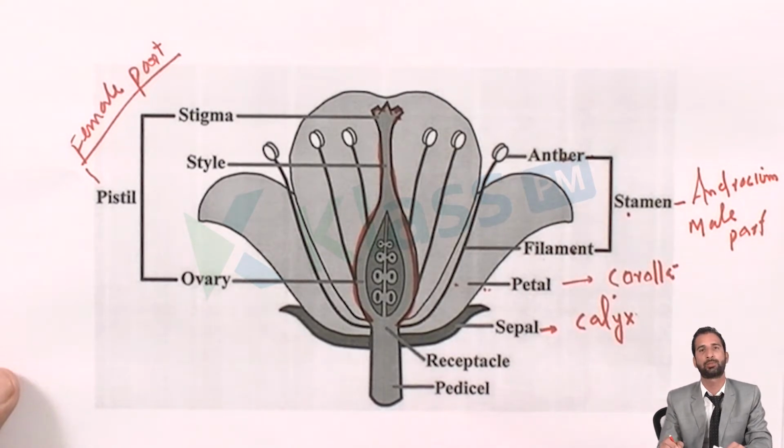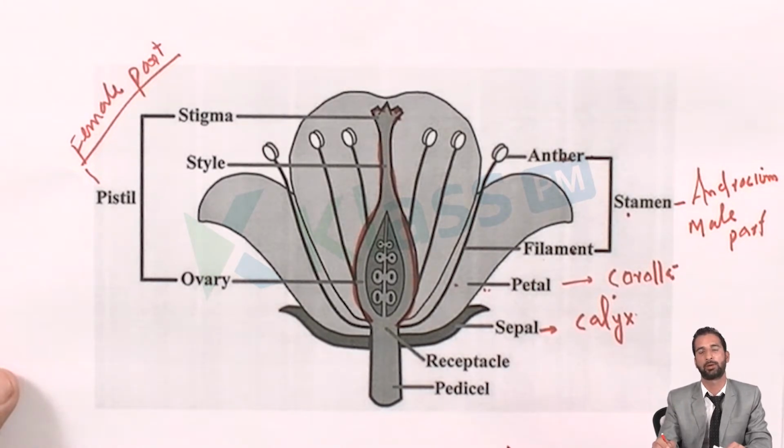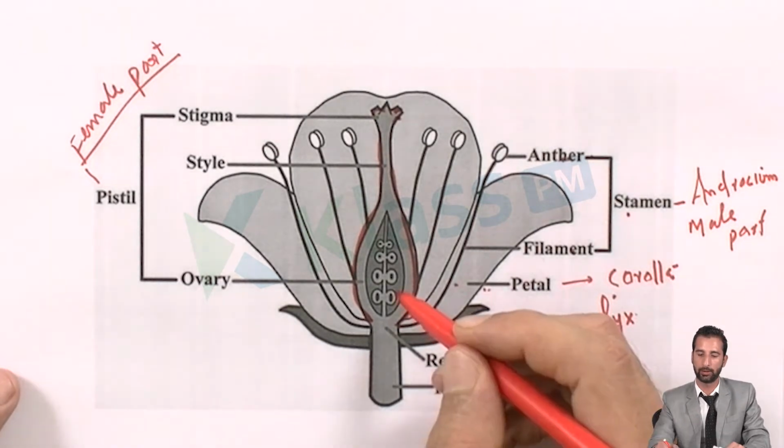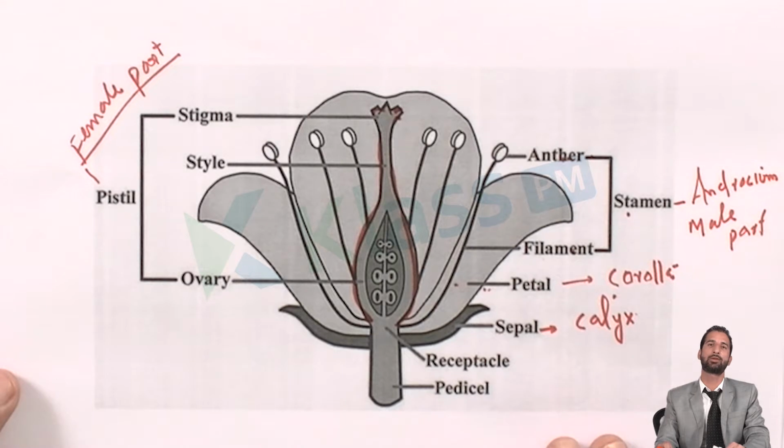Within each ovule is present the embryo sac, and this embryo sac is composed of the gametocytic cells. So the ovule consists of the embryo sac, and this embryo sac consists of the gametocytes. These gametocytes are responsible for sexual reproduction. And please remember, those gametocytes undergo the process of mitosis.